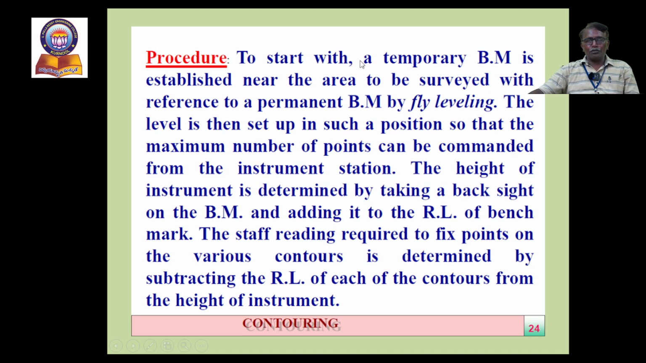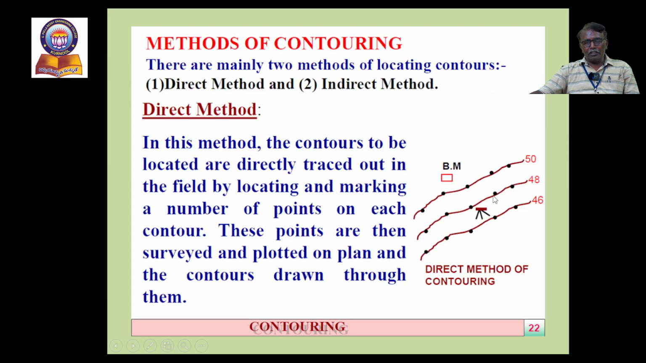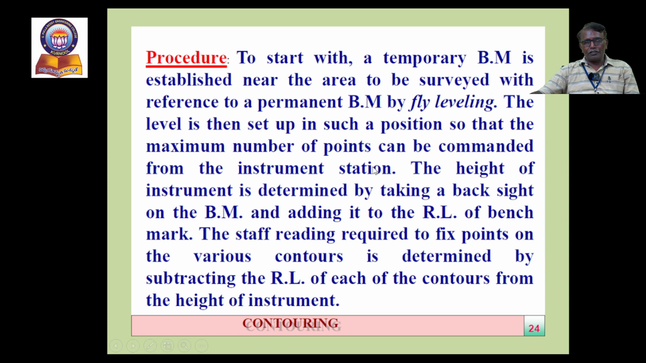Procedure: to start work, a temporary benchmark is established near the area to be surveyed with reference to the permanent benchmark by conducting fly leveling. The level is then set up in such a position that the maximum number of points can be commanded from the instrument station. So possibly at the middle, the instrument is provided so that a number of points can be covered from a single instrument station.